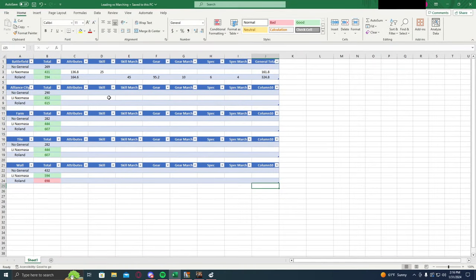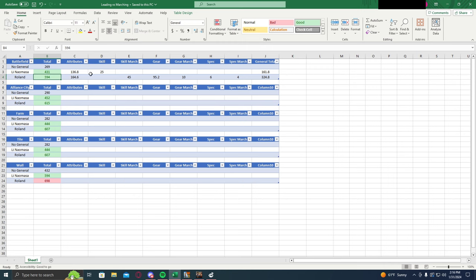So, I did a battlefield today. And I set a march in a building with no general, one with Lee Nemosa, and one with Roland to compare. This is the total buffs for no general, 269% attack for mounted. Lee Nemosa got it up to 431, and then Roland got it up to 549.